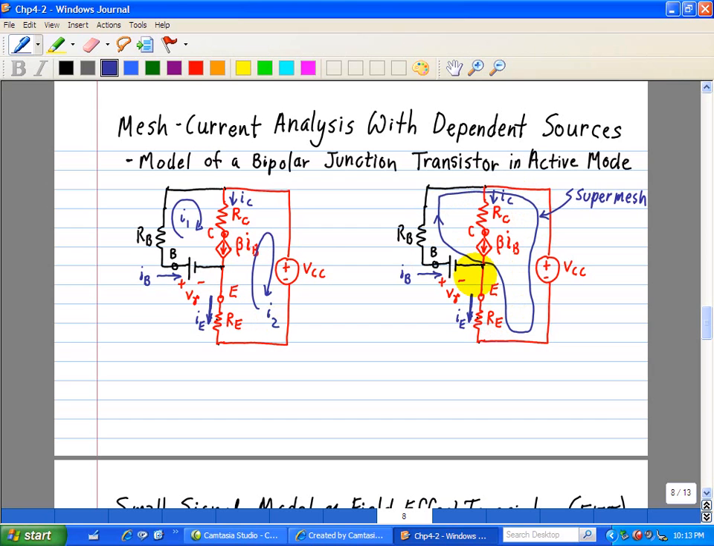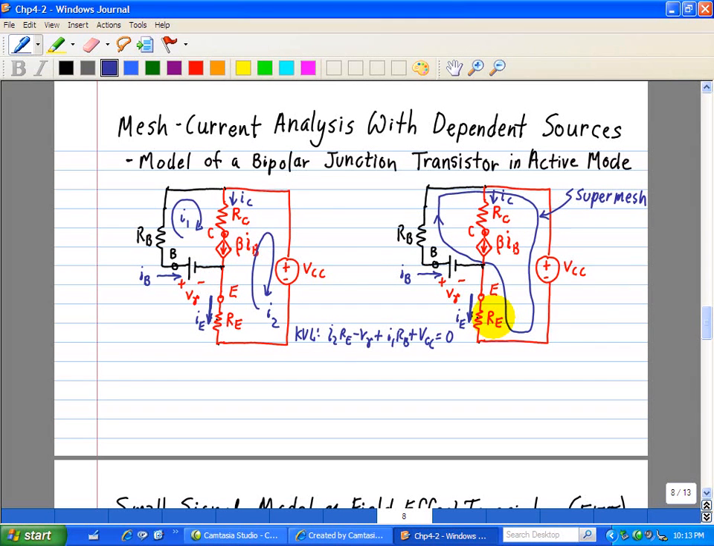Now we form at the bottom our KVL mesh equation. So starting at the bottom, we have I2 RE minus V gamma plus we have I1 going through RB plus VCC, and this expression is equal to 0. So what we did is just a KVL starting at the bottom right here and working our way around as shown.